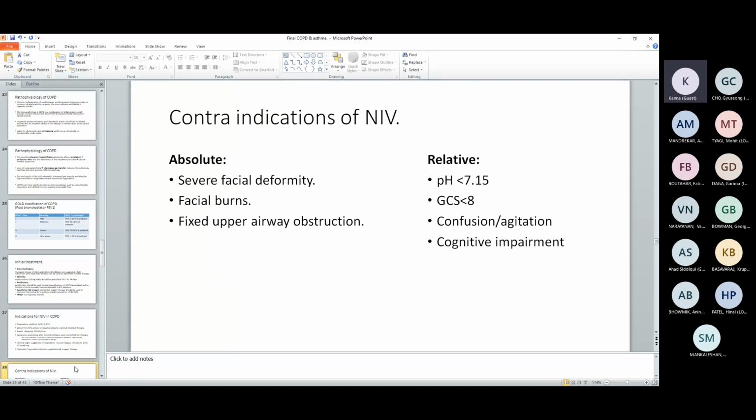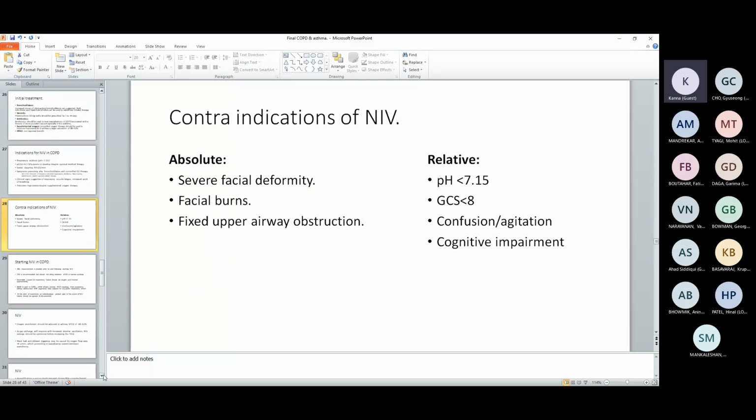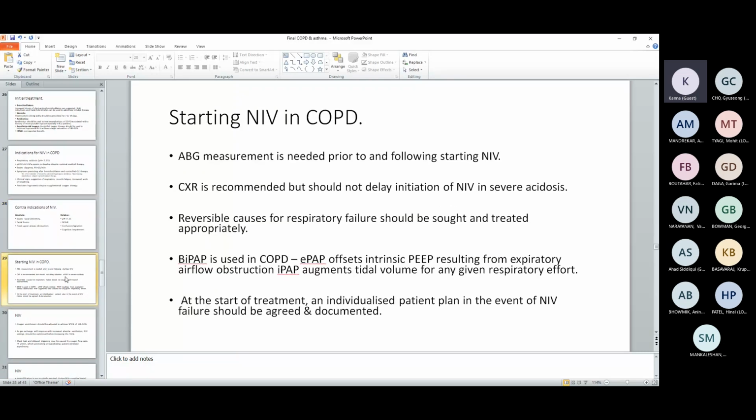So in these patients, we can go for an NIV, but we should exclude the contraindications before starting NIV. The absolute contraindications are severe facial deformity, facial burn, or fixed upper airway obstruction, and the relative contraindications are pH less than 7.15, GCS of less than 8, confusion, agitation, and cognitive impairment. In these relative contraindications, we should actually go for invasive mechanical ventilation.